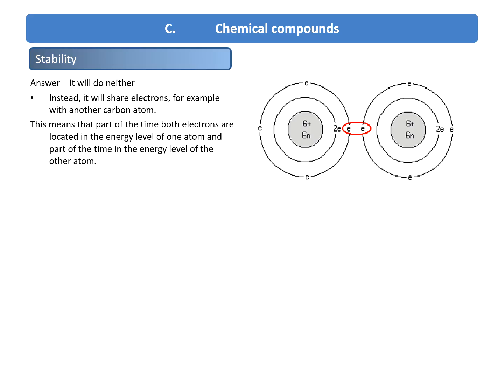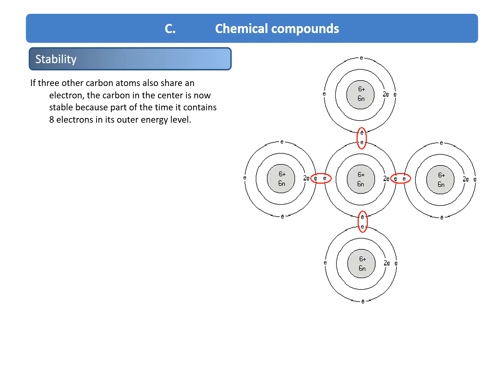This means that part of the time, both electrons are located in the energy level of one atom, and part of the time in the energy level of the other atom. If 3 other carbon atoms also share an electron, the carbon in the center is now stable, because part of the time it contains 8 electrons in its outer energy level.